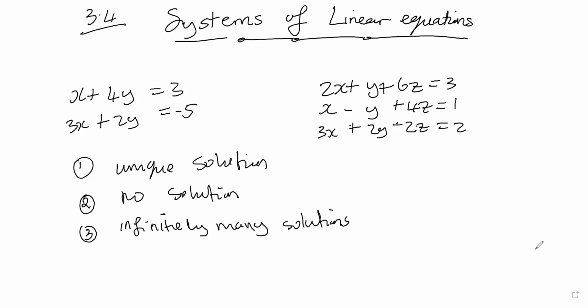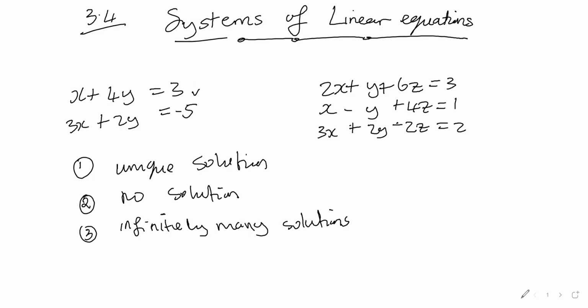So I would like to start with the case of a system that has a unique solution. All right, a unique solution. For instance, this system here. So let's start with 2 by 2 systems. This system is x plus 4y equals 3, 3x plus 2y equals minus 5.